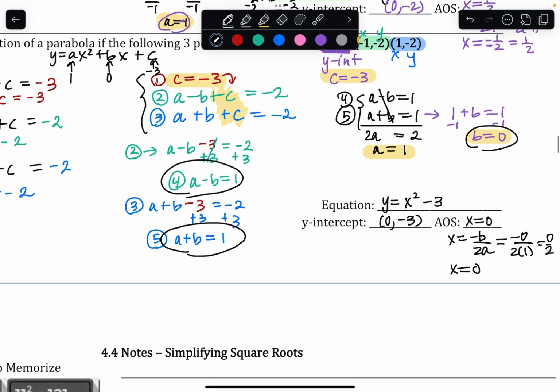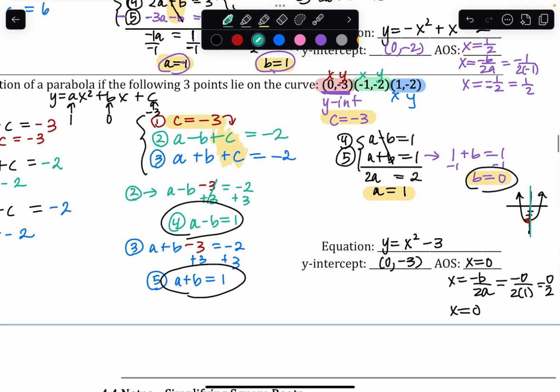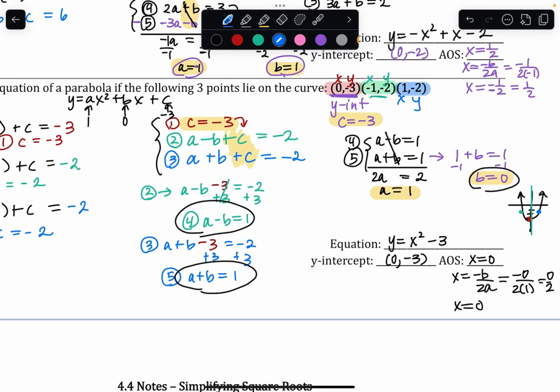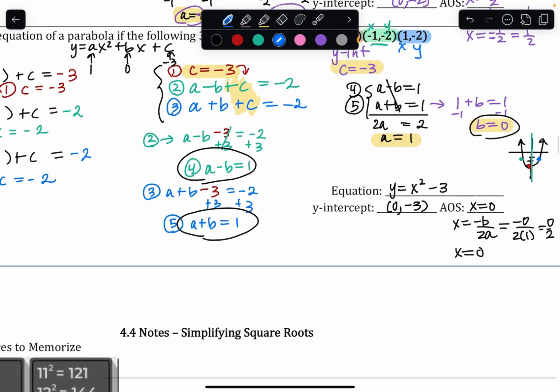And so if you picture that on the graph, it's just the parent function moved down 3. And so it makes sense that our c value is also right where the axis of symmetry is, because it's also the vertex. And then you can also imagine the symmetrical points on each side, the -1, -2, and the 1, -2. And so these points were pretty easy to graph and pretty easy to make it where you could check your work.